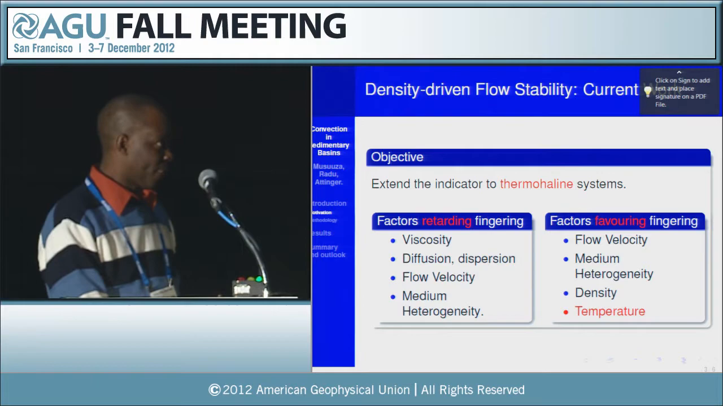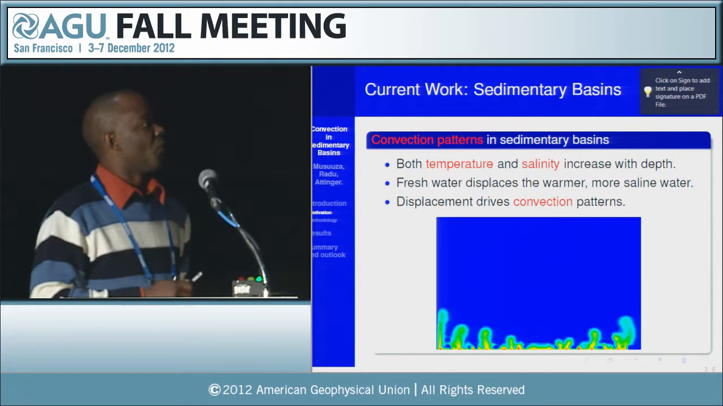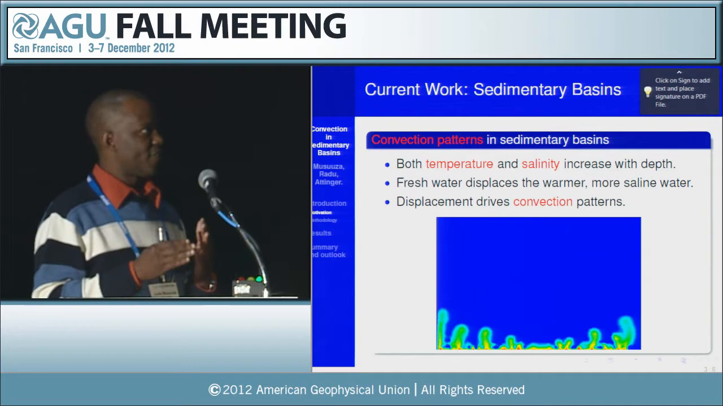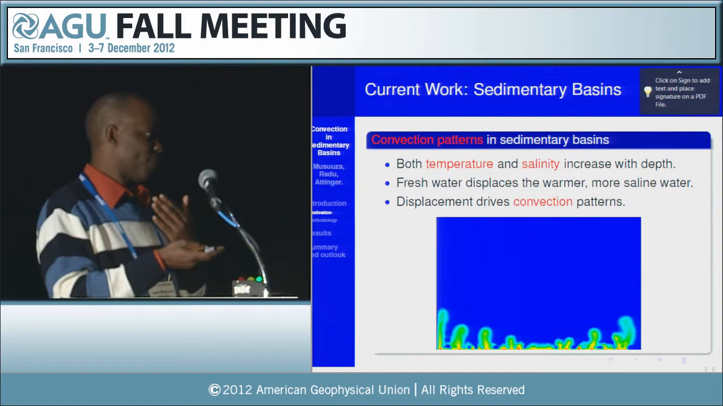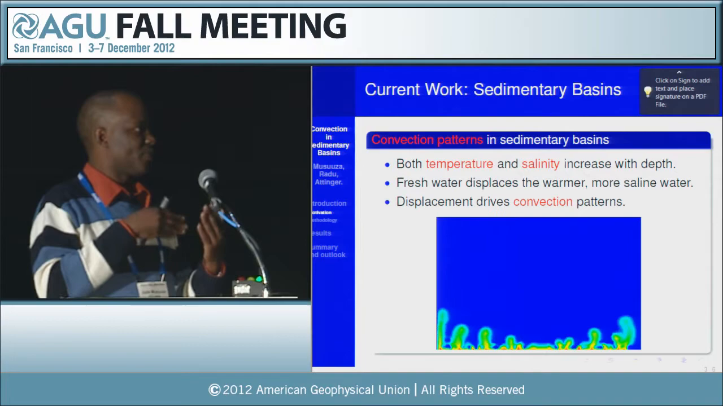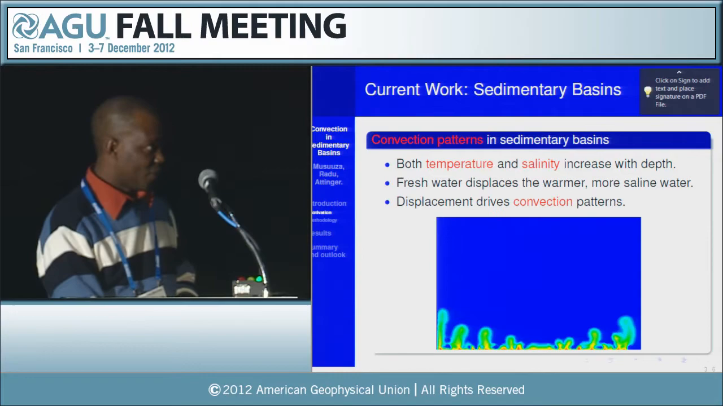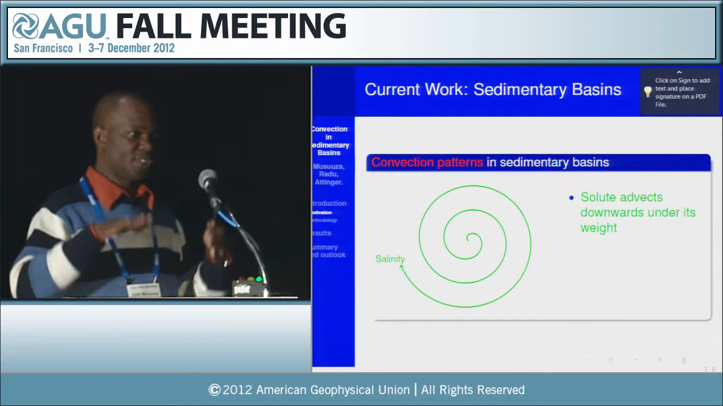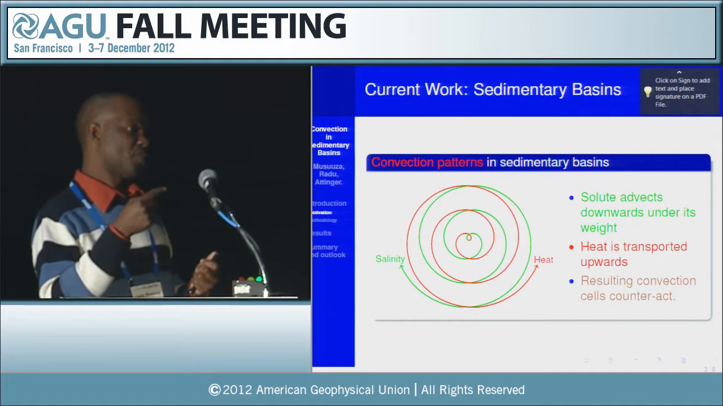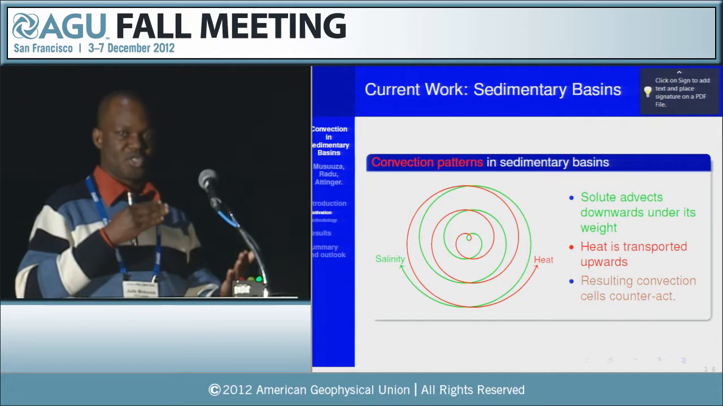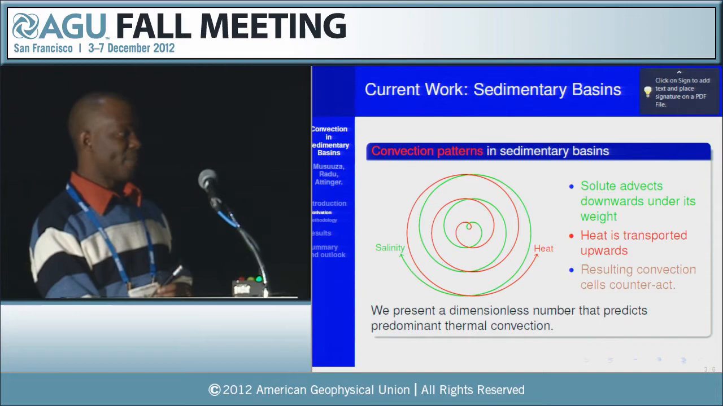A typical application is a sedimentary basin, where you have both temperature and salinity increasing with depth. When you have such a setting, the fresh water on top tends to be displaced by the warm fluid at the bottom. That tendency to displace will cause convection in the system, and we have two types of convection. We have that from the weight of the solute, which moves downwards. On the other hand, we also have heat transport to the top, which causes convection in the opposite direction. So we have a system with two opposing convections. What I'm going to present to you now is a number that can predict when the thermal convection is exceeding that from the solute.